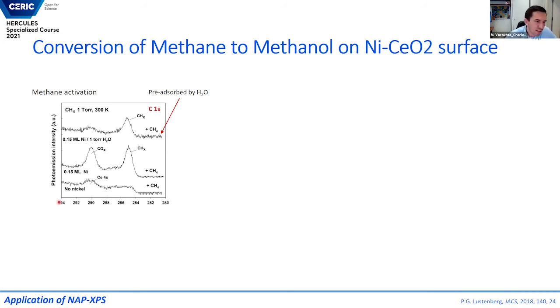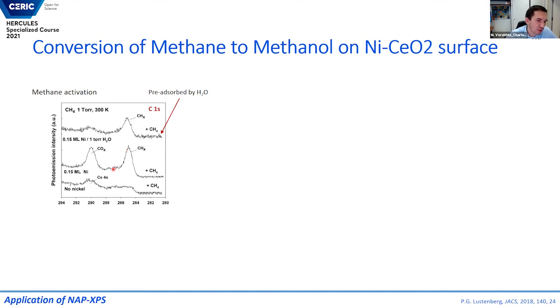So first you see here the spectra which were measured. The samples which contained no nickel, pure cerium oxide, were first exposed to just pure methane, and you see that if there is no nickel, nothing happened with the surface. However, if there was nickel, the nickel works as a catalyst. It cleaves the bonds between C and H in the methane molecule.